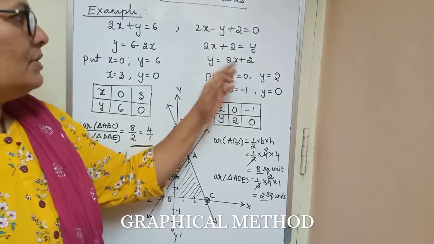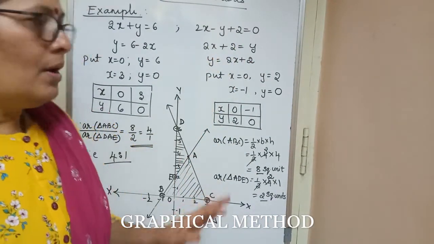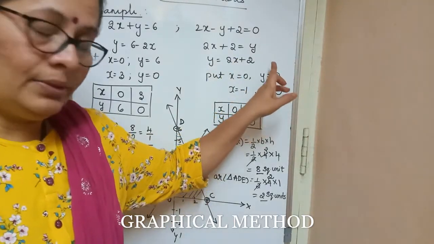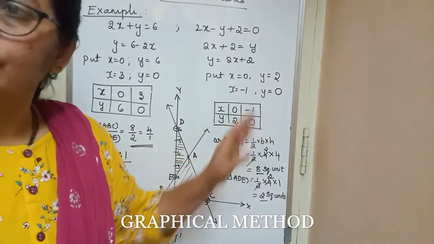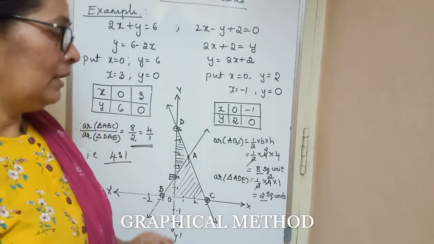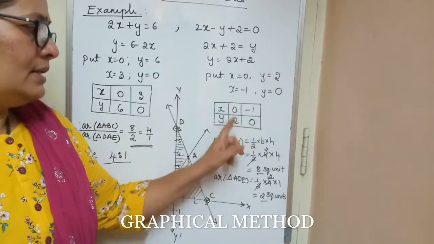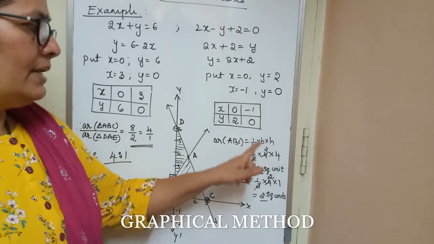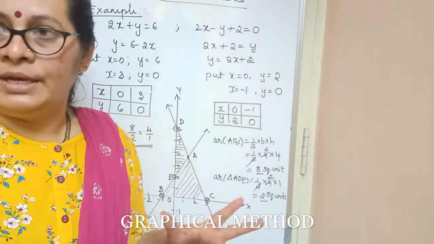Now, find the coordinates for the second equation. In the second equation, y equals 2x plus 2. Now, put x as 0, then y equals 2, and when x is minus 1, y equals 0. So, in the first coordinate, x is 0 and y is 2, and in the second coordinate, y is 0 when x is minus 1.